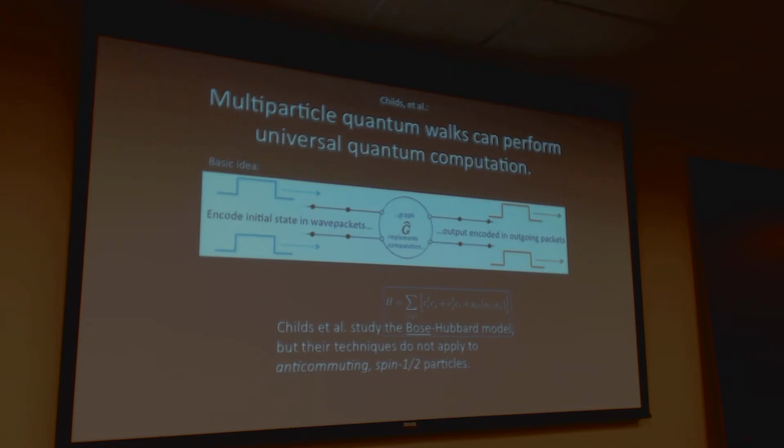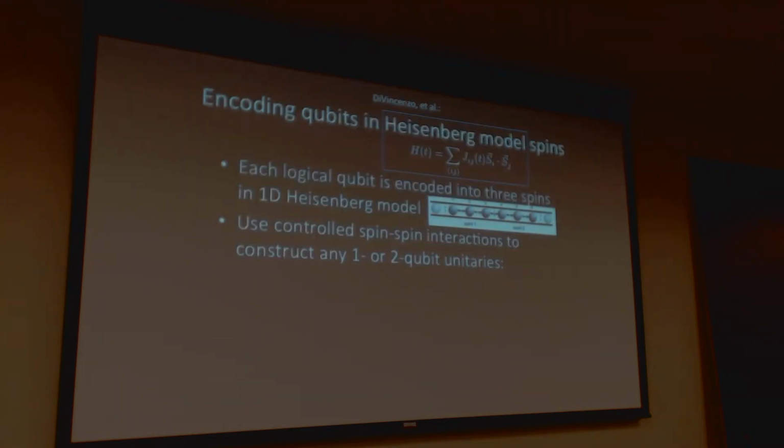As I said before, Childs et al. studied the Bose-Hubbard model, but their techniques don't apply in the case that we're interested in, the case of anti-commuting spin-1/2 particles. We can point out that they do study anti-commuting scalar particles, but it still isn't enough to get the result that we want, where we have spins moving on these graphs. So that's the Childs et al. paper, and the main ideas that we took from it.